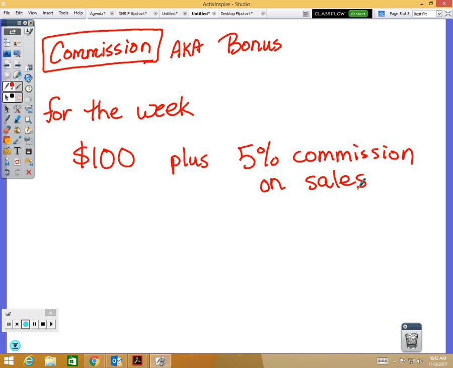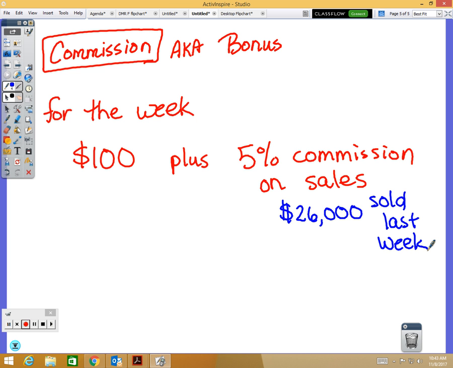No, we're not finding 5% of this. This person is getting $100 no matter what. Okay? Plus a 5% commission on how much they sell. I haven't talked about how much they sold yet. So let's say for this person, I'm just making an example, that last week they sold $26,000 worth of merchandise. So yeah, if you were a car salesman, a new car, that might be one car, okay?